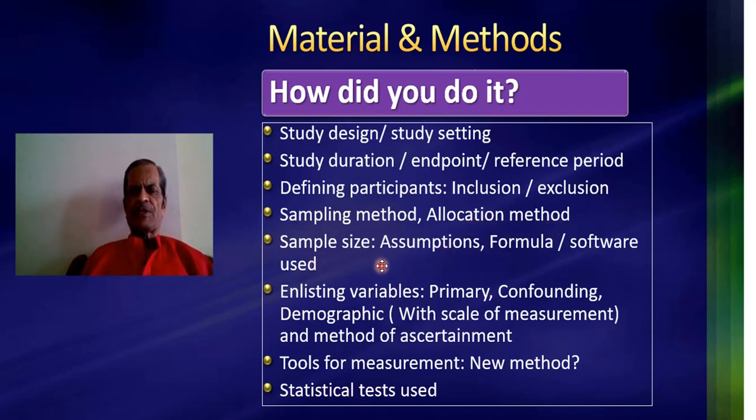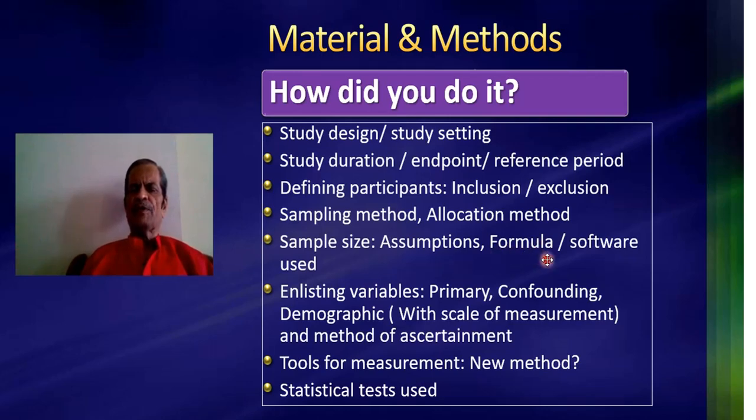Sample size determination and mentioning the method of the sample size calculation is important in the material and methods. So what were your assumptions in calculating the sample size? What was the alpha error? What was the beta error assumed? And what was the precision expected and assumed while calculating the sample size?